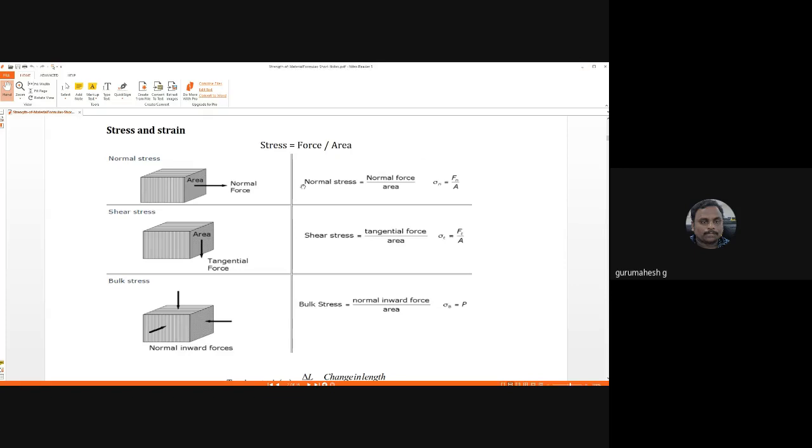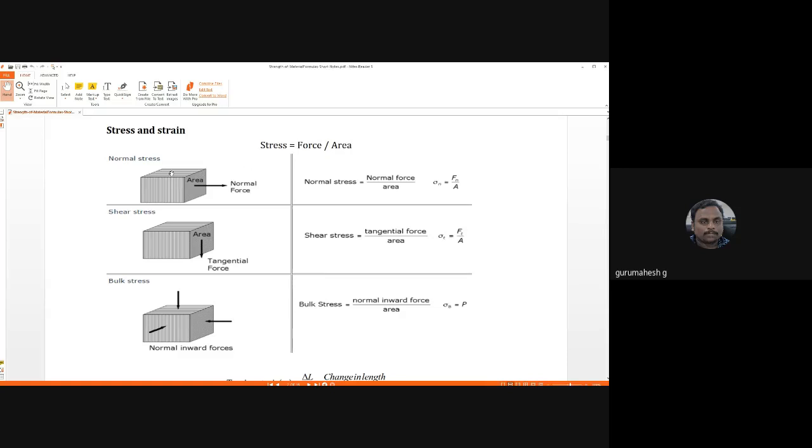So last class we discussed normal stresses, shear stresses, and bulk stresses. In the meantime, we discussed the stress-strain curve for ductile materials and brittle materials. Now, a quick run through the previous class. So, what do we mean by stress? We know that stress is equal to force by area.